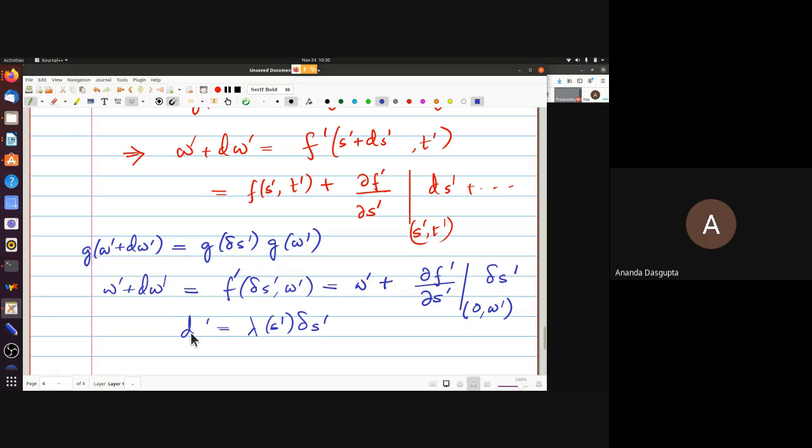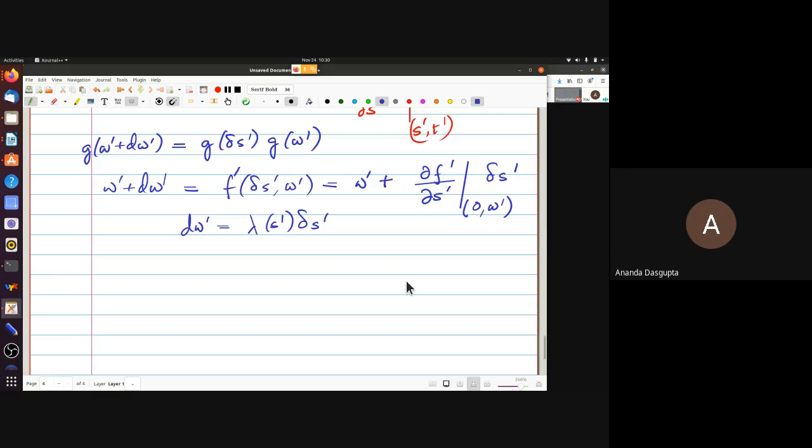So this is what dW prime is. You just expand the Taylor series to first order and match the differentials. This is what you're going to get. So this is basically lambda of S prime, which is simply a definition of this. That is, you differentiate your function f prime with respect to the first argument and put 0 in the first argument. So this of course becomes a function only of the second argument.